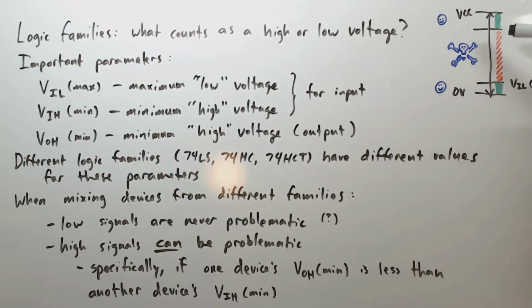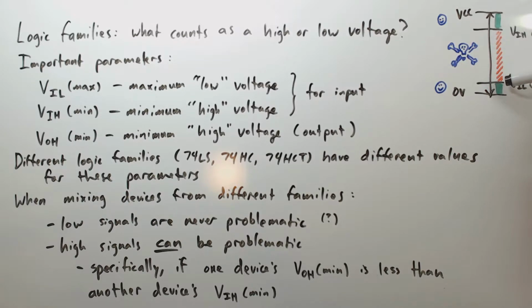high. So here's a little diagram showing, for the entire range of voltages between 0 and VCC, which is the common name for the positive supply voltage, where different voltages fall. Essentially, if you're below the maximum low voltage for the input, then you're good. That counts as a low voltage. Similarly, if a voltage is above the minimum high voltage, then you're also good. That counts as a high voltage.